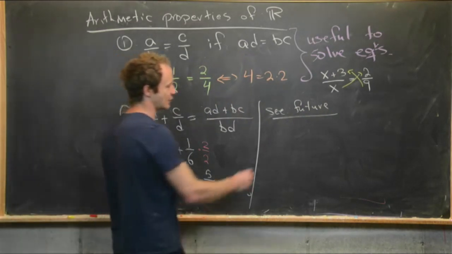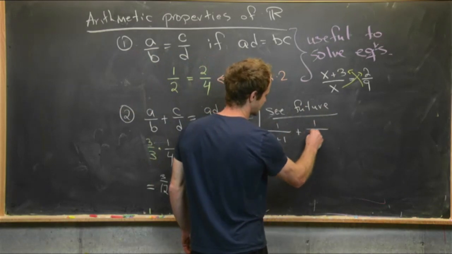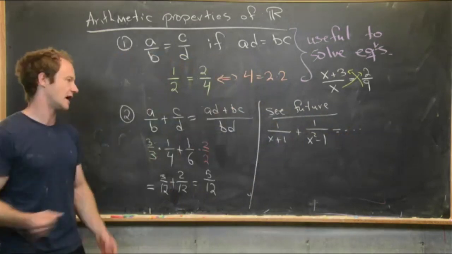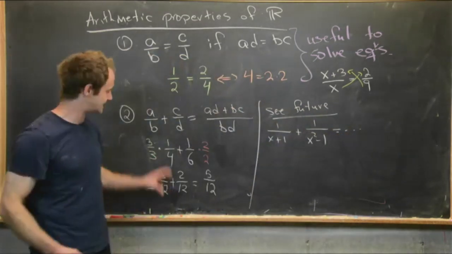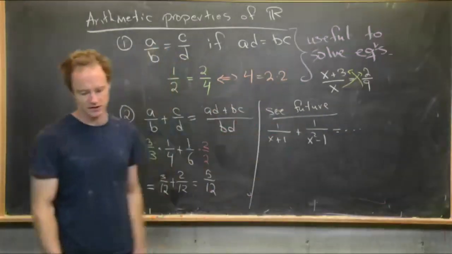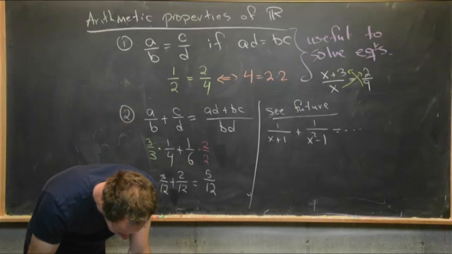Like what if we wanted to add 1 over x plus 1 plus 1 over x squared minus 1? We would need to do something similar there, find common denominators and stuff, but it's the same game as it is in fractions. But like I said, we'll get there. That's just kind of where we're getting. Okay, cool.